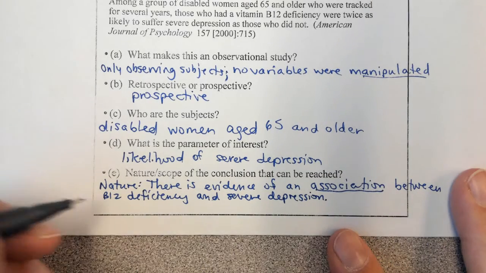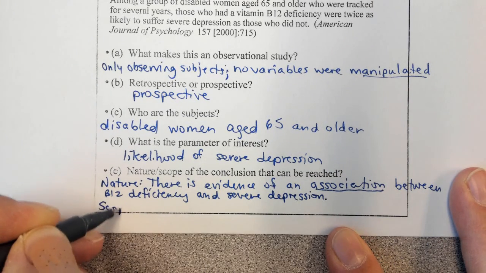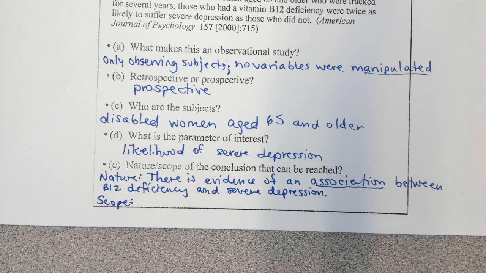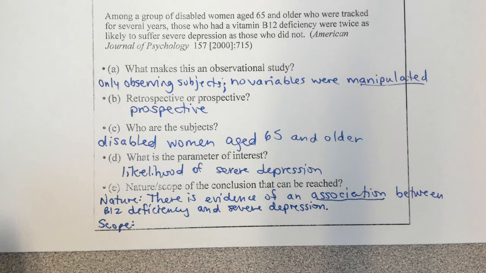And then the scope part. How broadly can you generalize what you learned in the study? So, they're obviously looking for a link between these two variables. Who can we generalize the results to? Does it make sense to generalize the results to men? We didn't observe any men. We have no data on the men, just on women. So that's too broad a scope.